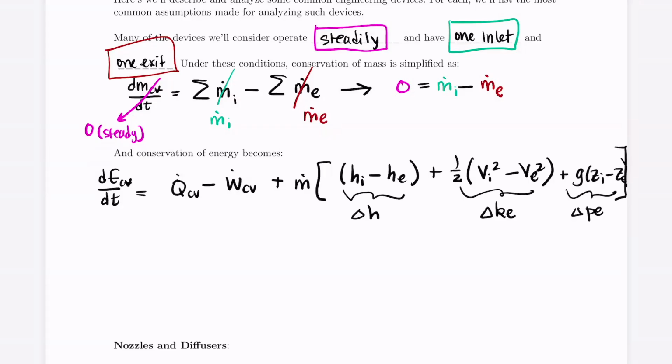All right, since it's still steady, we can get rid of this term on the left-hand side. And then the rest of the terms we'll see, right? Any questions so far?